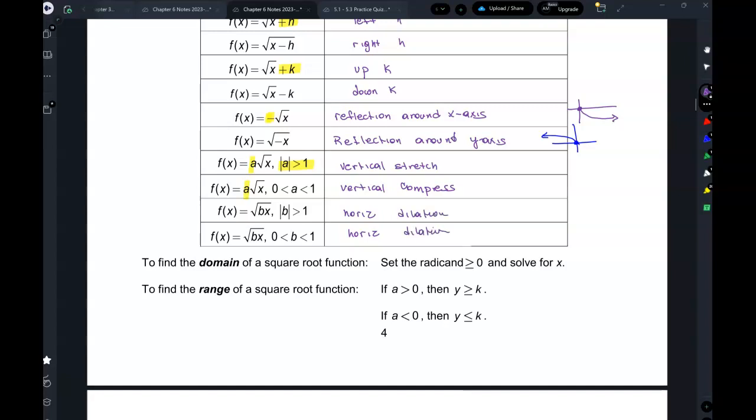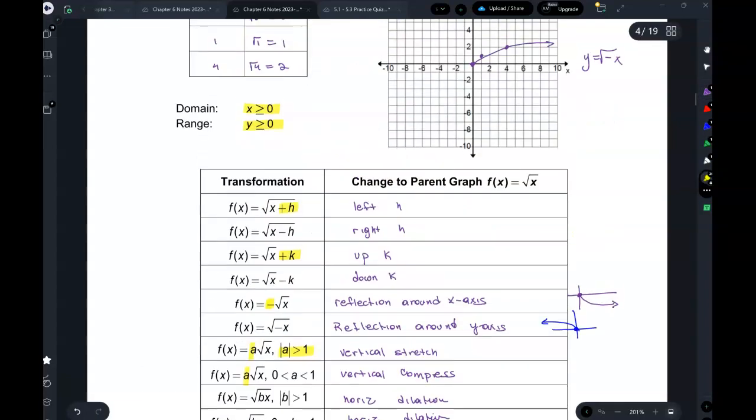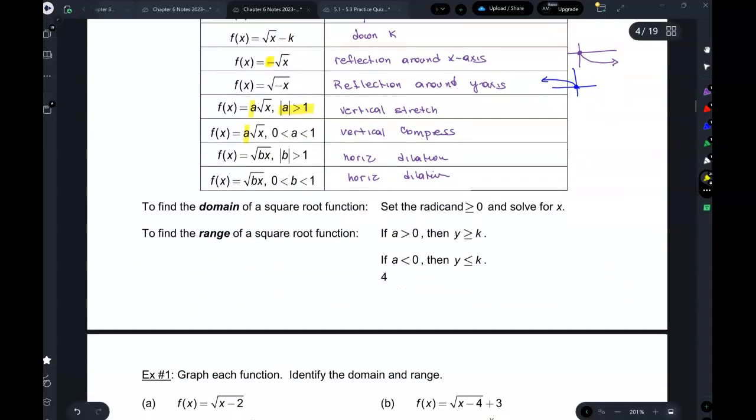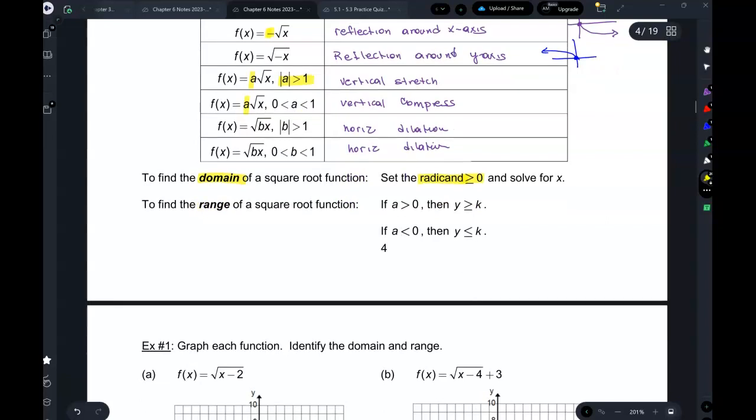Okay. So it was easy when we just had the square root of x. But what if you have the square root of a more complicated expression? To find the domain of a square root function, you take the radicand. Do you guys know that word, radicand? It's the stuff inside the radical, right? You set the radicand greater than or equal to 0 and solve for x. That would be your domain.